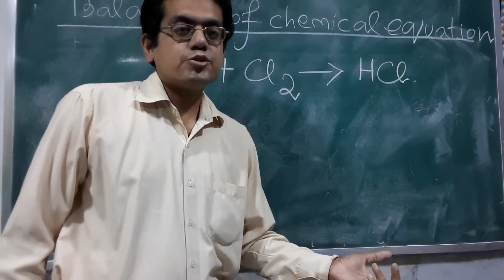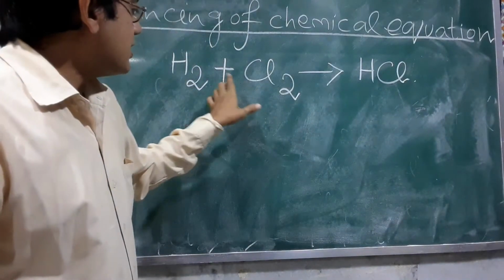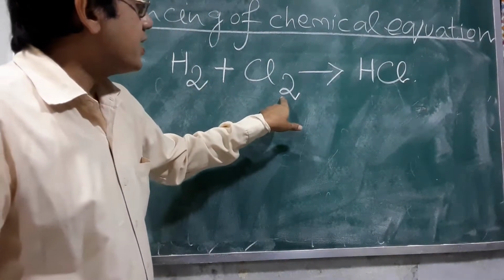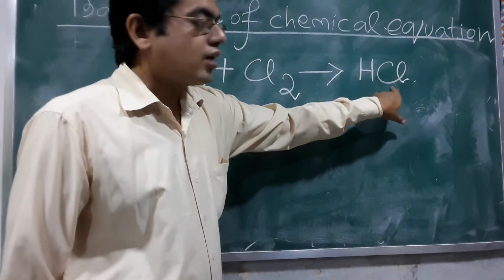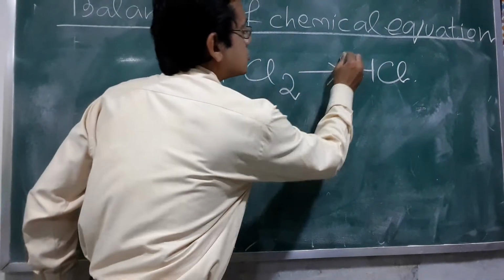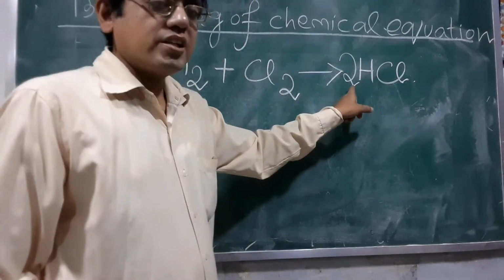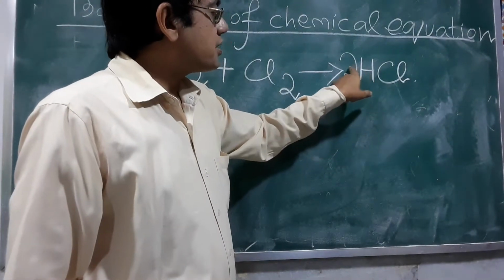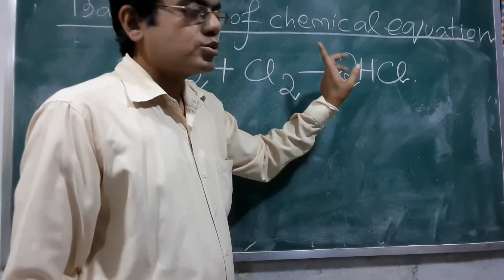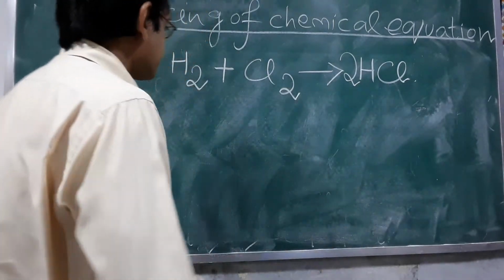So how are we going to do it? See the left hand side, 2 hydrogen atoms, 2 chlorine atoms, 1 hydrogen atom, 1 chlorine atom. So we are going to put 2 over here. So hydrogen becomes 2, Cl becomes 2. It is balanced.